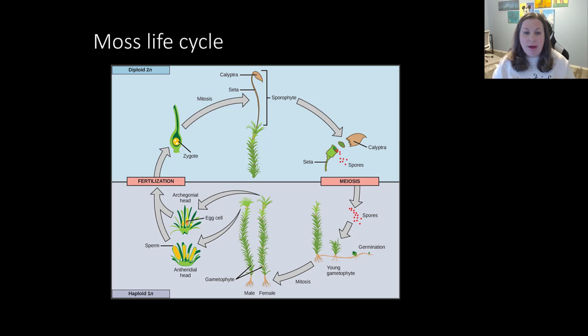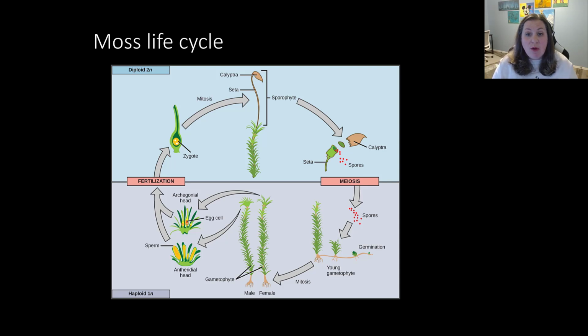The zygote is 2n, so that light blue at the top is the diploid or sporophyte generation. This is going to go through mitosis, and it's going to create this longer area that's on top of the gametophyte. Do you see the gametophyte is in green, and it has this structure coming up out of it? That structure is the sporophyte. And inside that sporophyte, they are going to be producing spores.